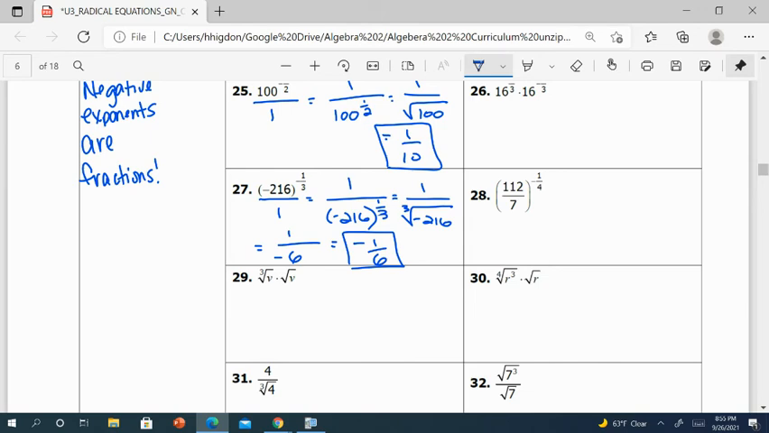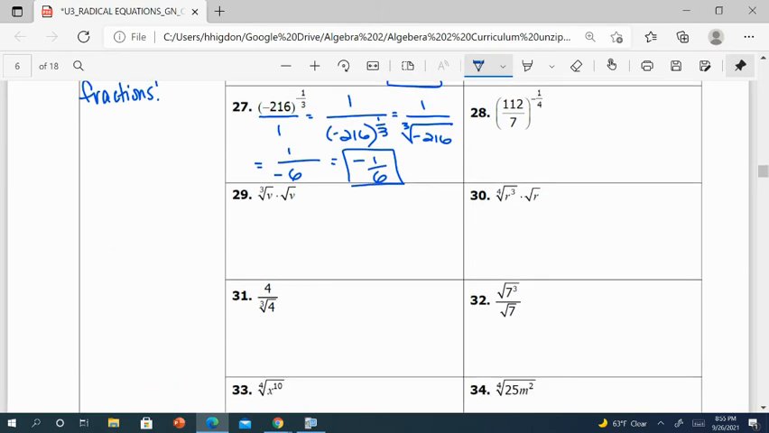Let's look at number 28. I'm going to go back to number 28. Notice that there's a fraction raised to a negative exponent. So the way that we deal with these is we flip the fraction on the inside, and that changes the exponent to a positive.